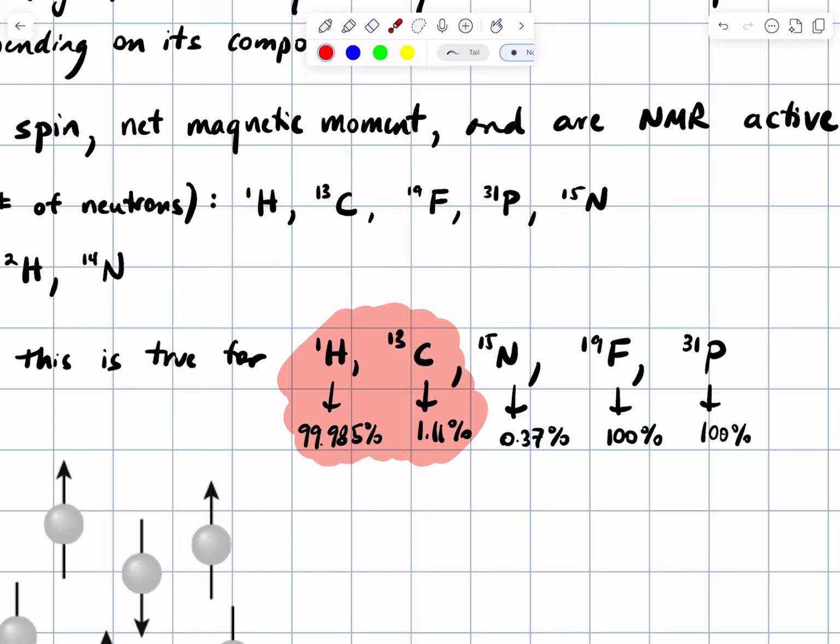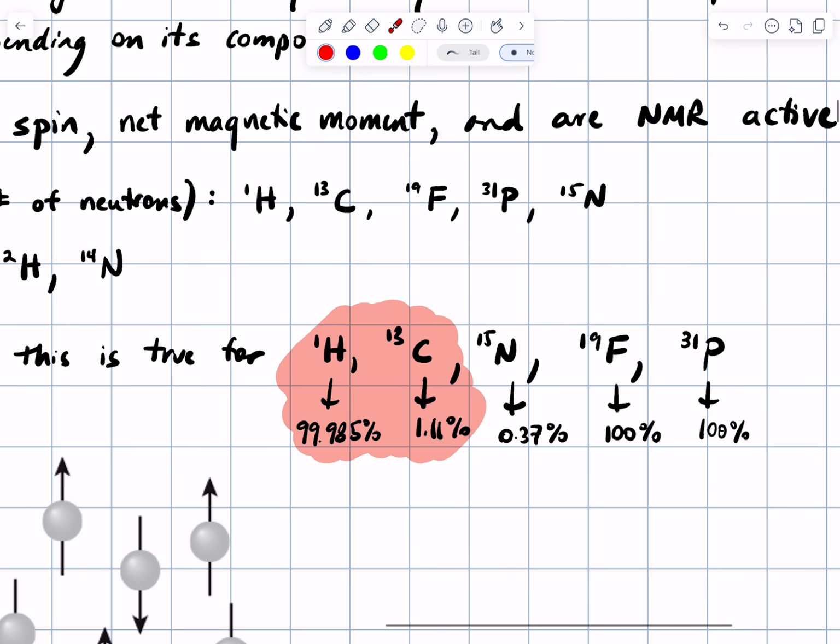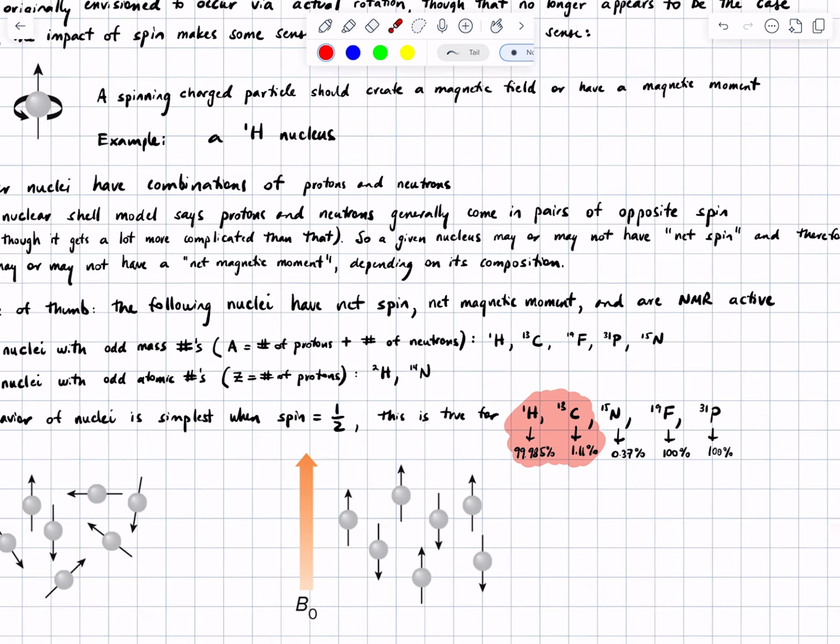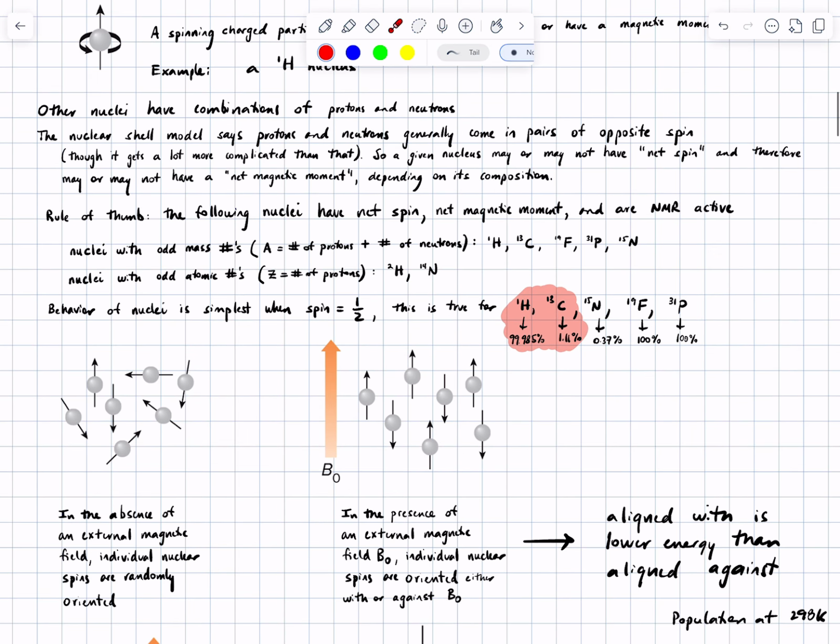And so there are other kinds of NMR, fluorine, phosphorus, nitrogen NMR, and all of them are useful too, but we will focus on hydrogen and carbon NMR. Okay, so why does it matter that hydrogen nuclei are magnets?